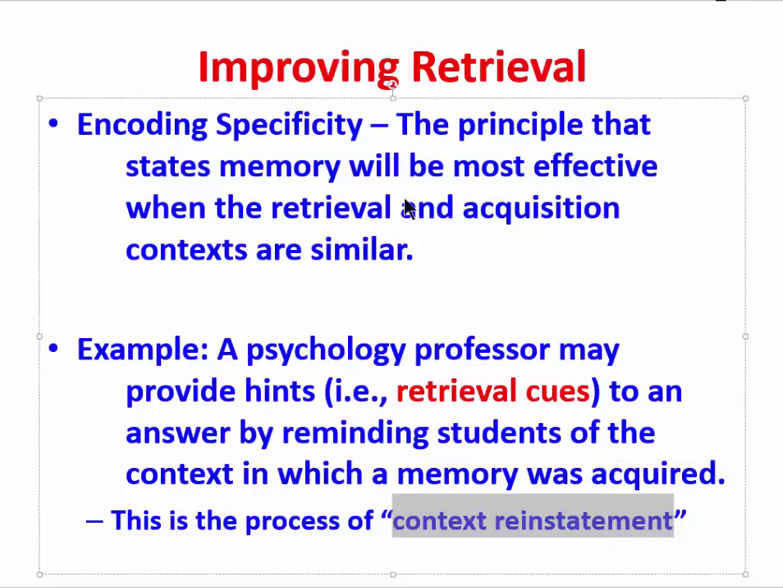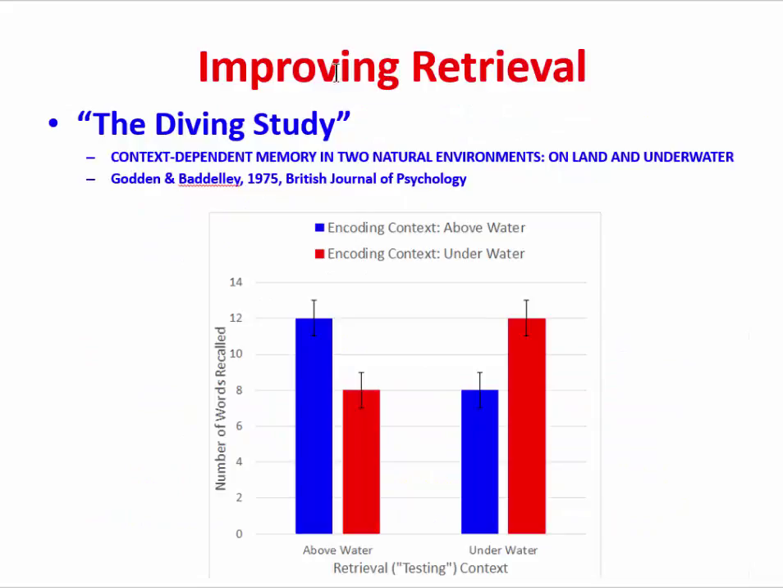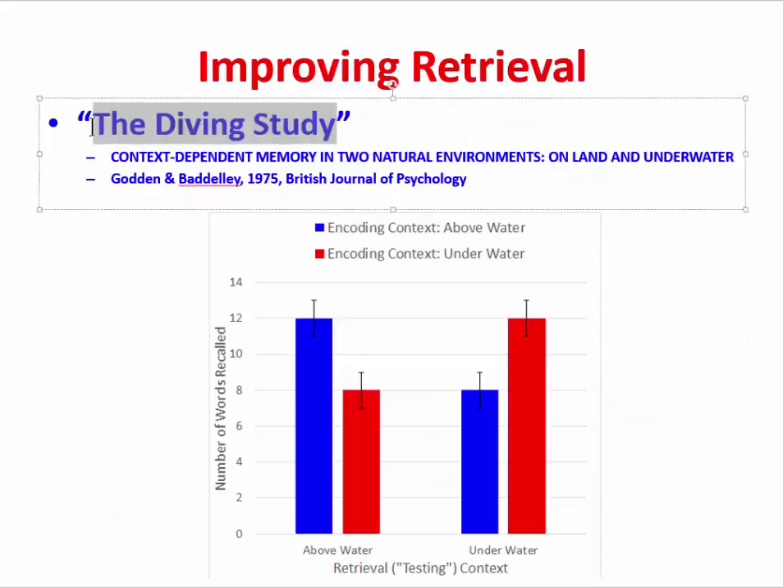Memory researchers have done a lot of work on encoding specificity, and one of the most famous studies is very informally referred to as the diving study. In this study, the researchers had a bunch of divers learn different lists of words. Some of the words were learned above water, and then they put on their scuba gear, went underwater, and learned a different list of words.